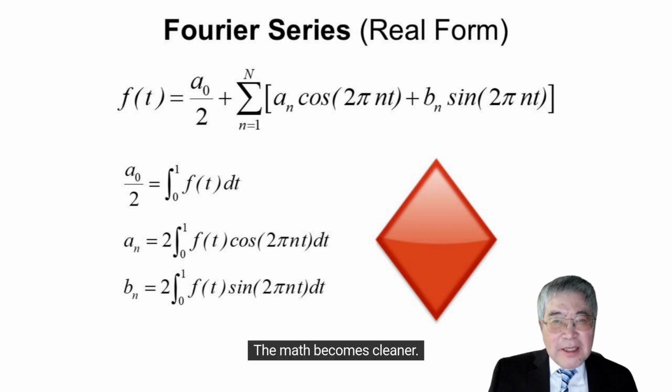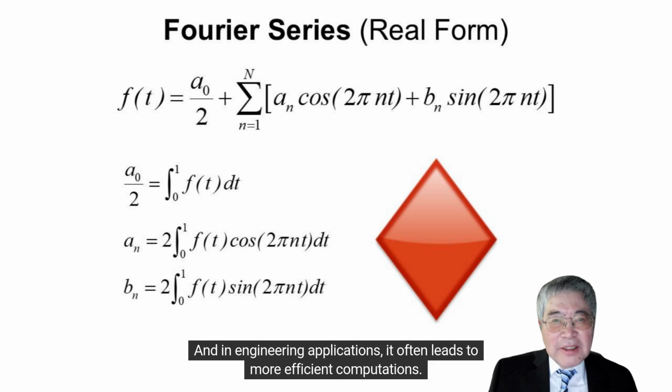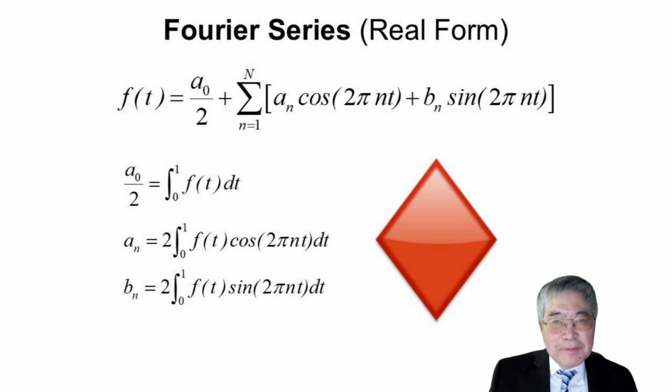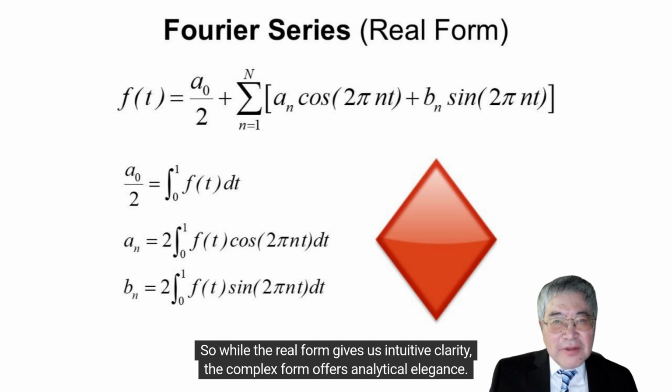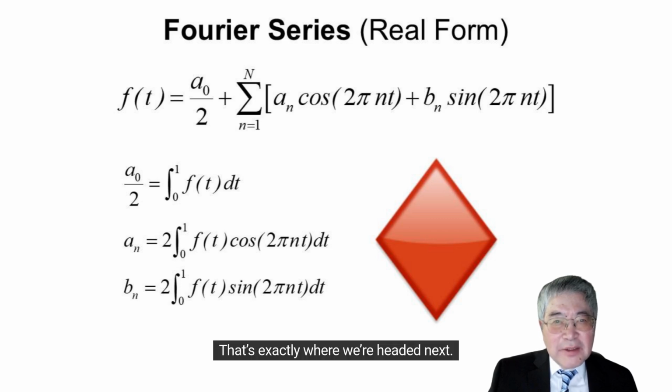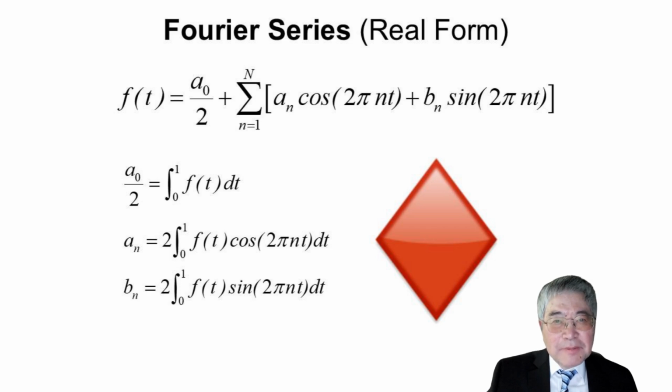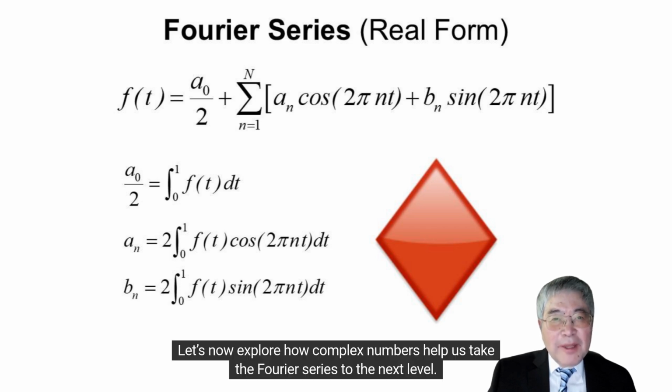The math becomes cleaner. The algebra gets easier. And in engineering applications, it often leads to more efficient computations. So while the real form gives us intuitive clarity, the complex form offers analytical elegance. That's exactly where we're headed next. Let's now explore how complex numbers help us take the Fourier series to the next level.